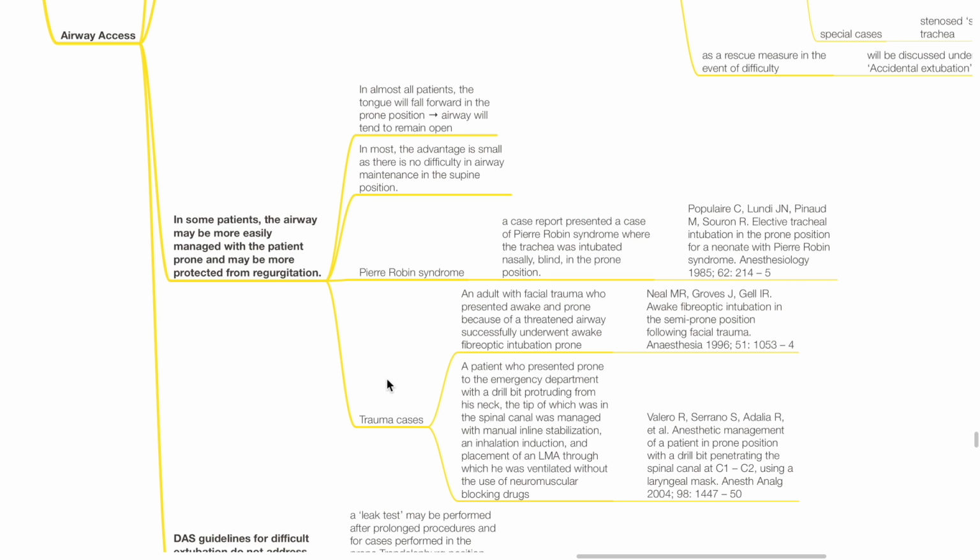A case report presents a case of Pierre-Robin syndrome where the trachea was intubated nasally, blind in the prone position. Trauma cases. An adult with facial trauma who presented awake and prone because of a threatened airway successfully underwent awake fiber optic intubation prone. Another patient who presented prone to the emergency department with a drill bit protruding from his neck, the tip of which was in the spinal canal, was managed with manual inline stabilization, inhaled induction, and placement of an LMA, through which he was ventilated without the use of neuromuscular blocking drugs.